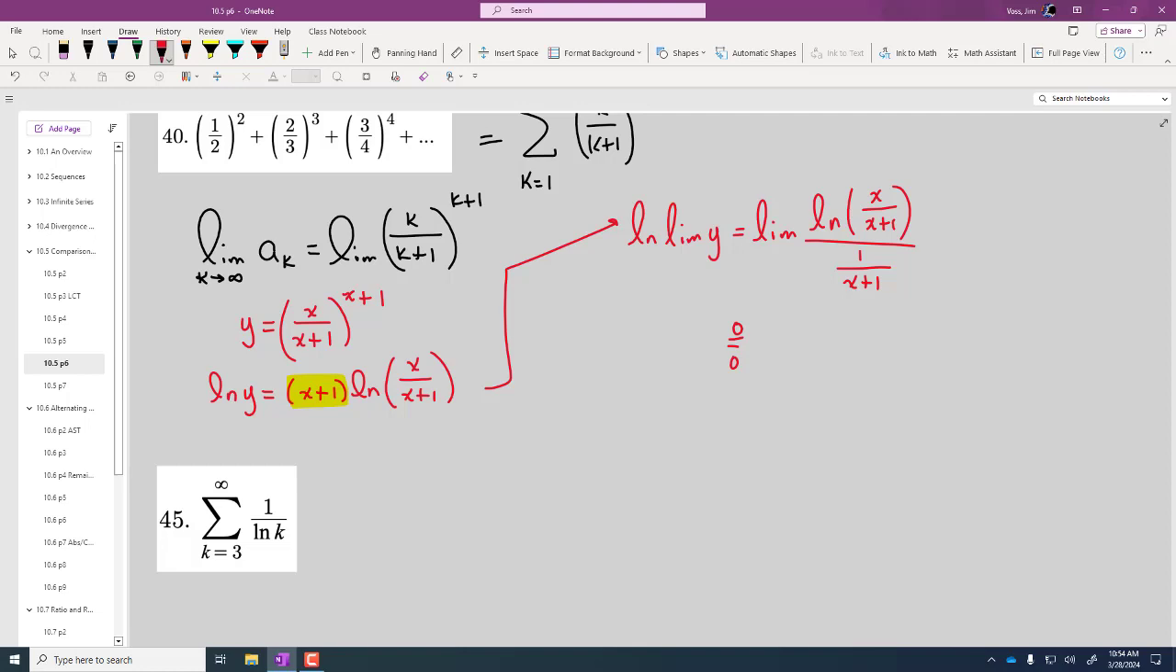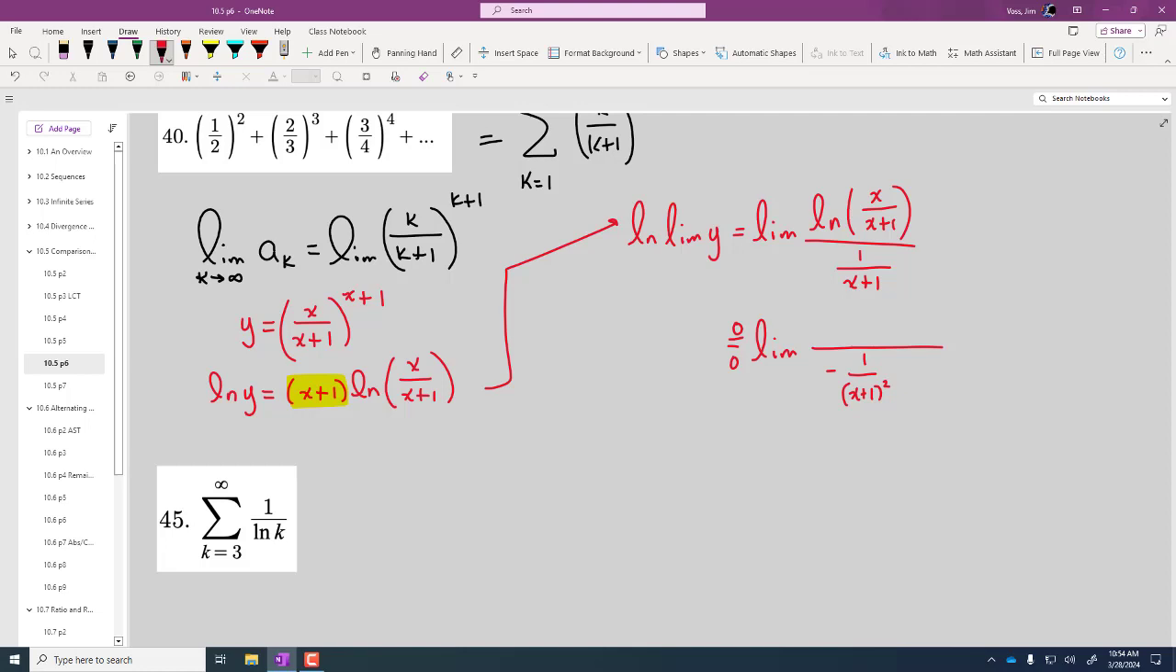So to apply L'Hopital's rule, we're going to differentiate the numerator and the denominator. Let's go with the denominator first. So this is x plus 1 to the negative 1. So it's going to be negative x plus 1 to the negative 2. That's that. So there's the derivative of the denominator.